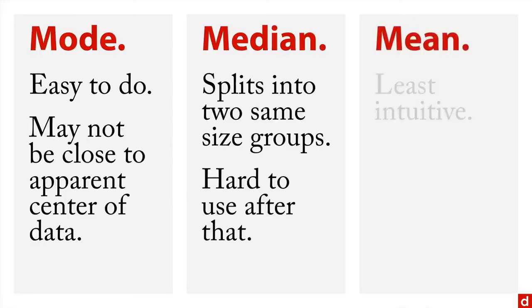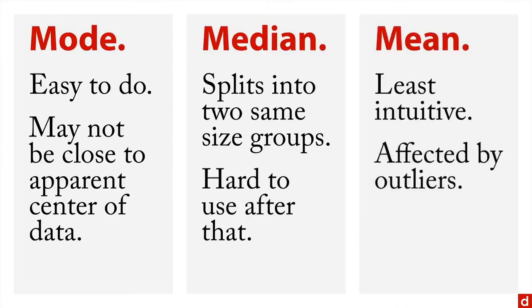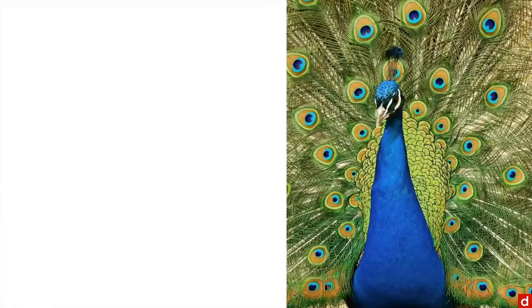And then finally, the mean. Of these three, it's the least intuitive, it's the most affected by outliers and skewness, and that may really strike against it, but it is, however, the most useful statistically, and so it's the one that gets used the most often. Next, there's the issue of spread.